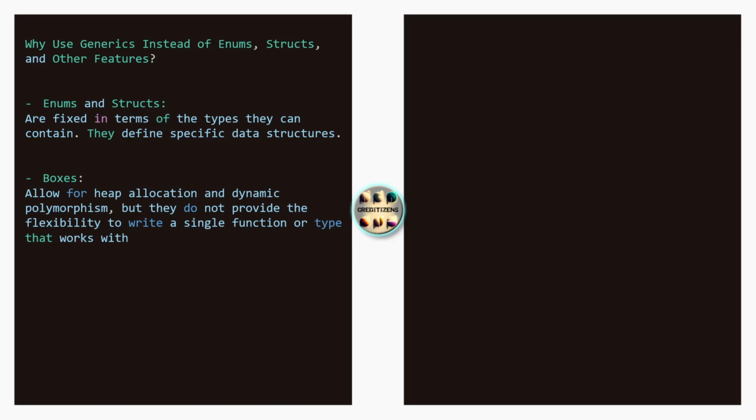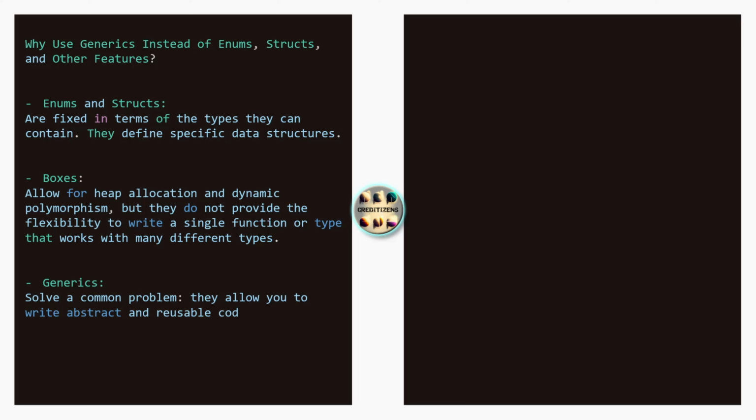Enums and structs are fixed in terms of the type they can contain. They define specific data structures. The boxes that we've seen allow for heap allocation and dynamic polymorphism, but they do not provide the flexibility to write a single function or type that works with many different types. Generics solve a common problem. They allow you to write abstract and reusable code that works with multiple data types without specifying those types upfront.